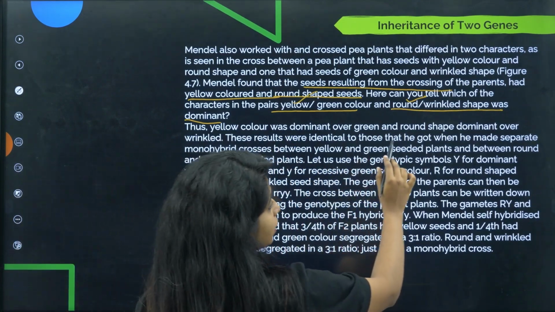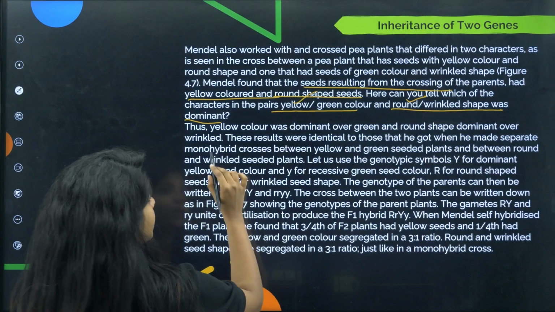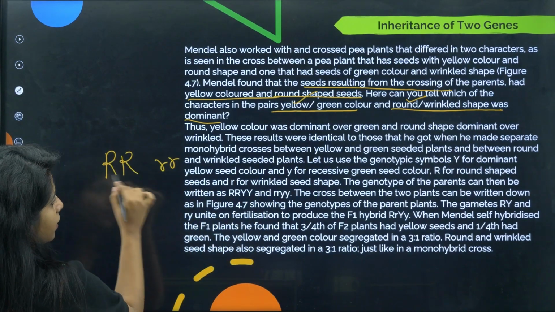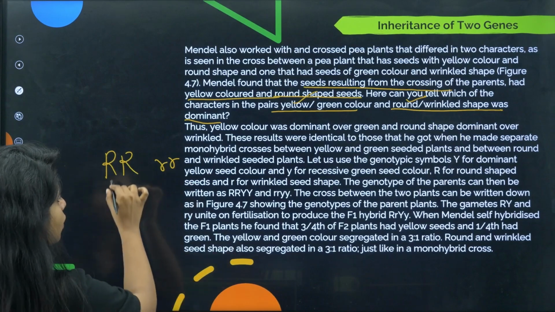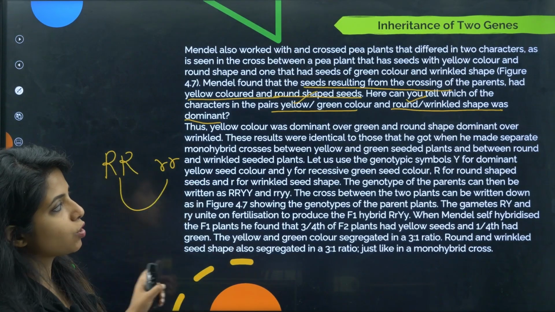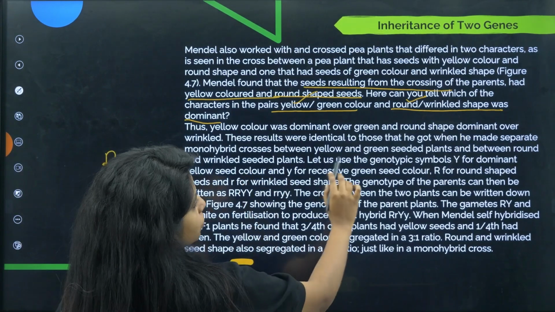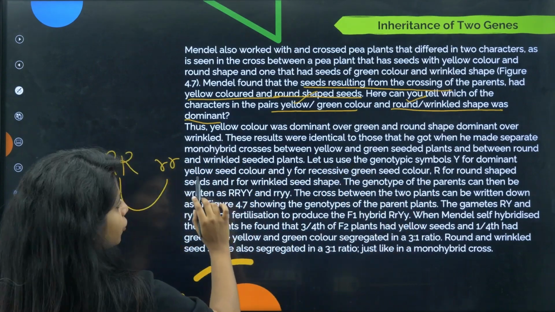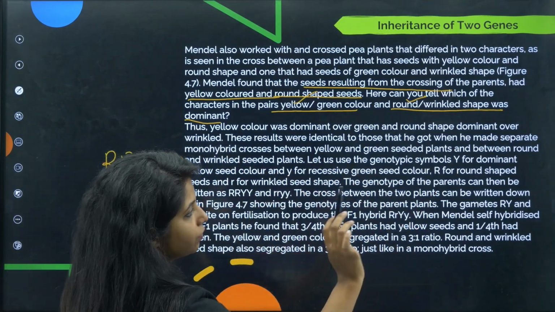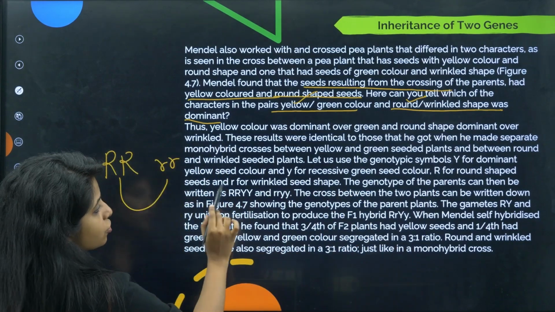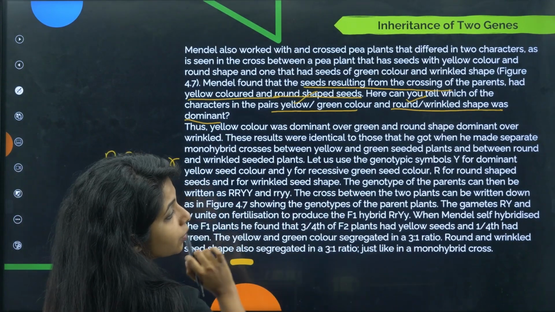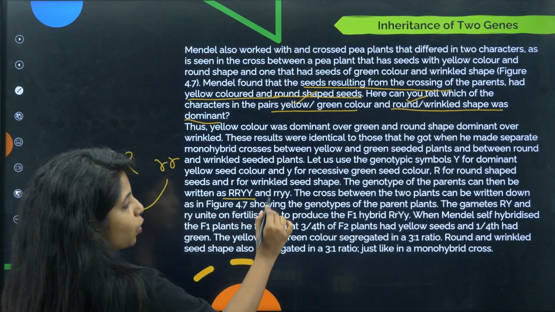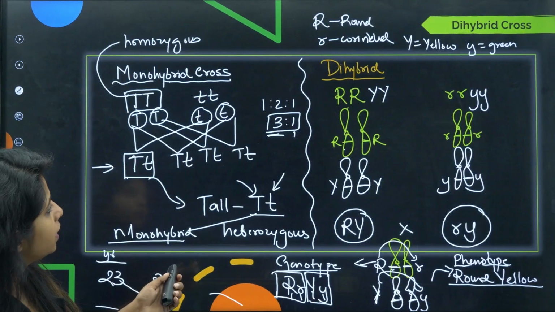These results were identical to what he got when he made separate monohybrid crosses. For example, he just took the round and wrinkled ones and crossed them, then also he got the same result that round was dominant over wrinkled and yellow was dominant over green. Okay. So, let us use the genotypic symbols capital Y for dominant yellow and small y for recessive green color seed, capital R for round shape and small r for wrinkled seed shape. The genotype of the parents can be written as capital R capital R, capital Y capital Y and small r small r, small y small y. We already did it over here.